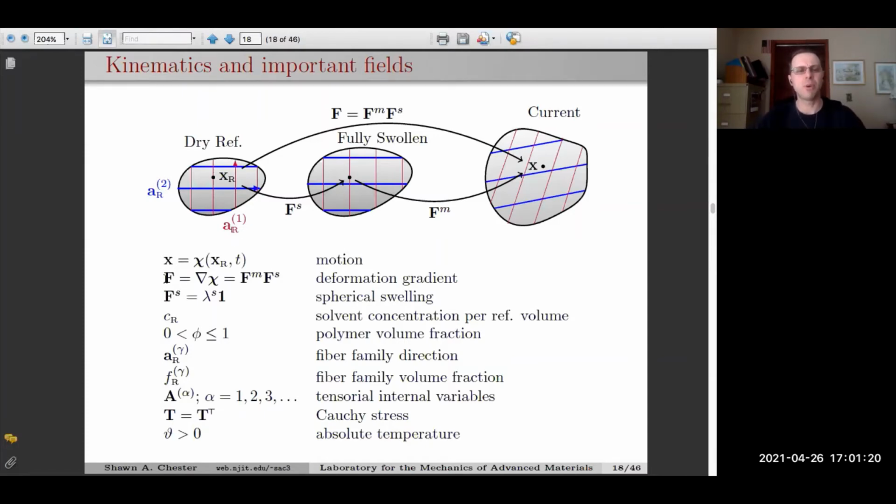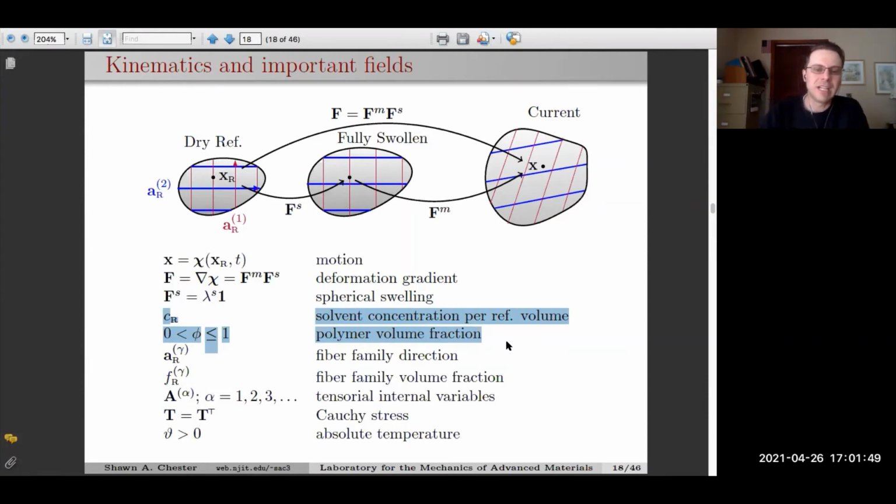So the key points here are, for me, the deformation gradient is F, and it's broken into a mechanical and swelling component. The swelling is spherical, so it's just a scalar lambda S. That's the swelling stretch identity. We know that there's fluid going around in there, right? It's swelling, so we need to know how much fluid we have at a material point. So this CR is the concentration per unit reference volume.